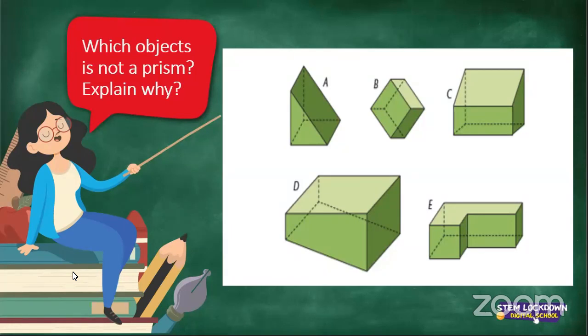Anyone can answer. I'll also look at the chat box. Which object, just one, is not a prism, and you explain why. You can choose one, then you explain why you're saying it is not a prism. Those who are just giving me the letters, I am not going to read out your answers because the question says explain why.